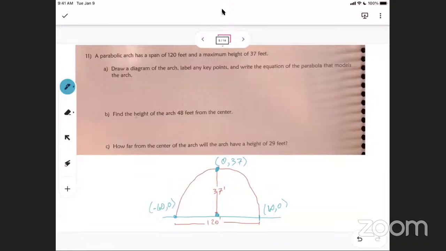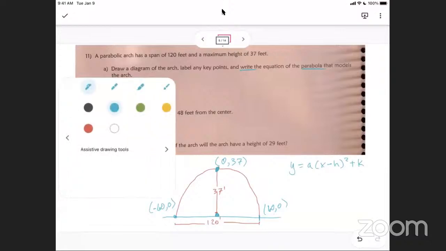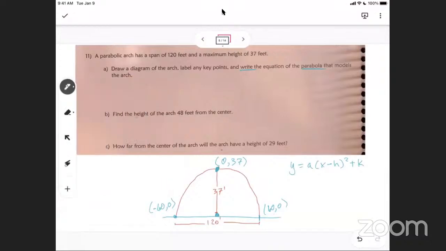Now it says write the equation of the parabola that models the arc. So we're going to have to write this in y equals a times x minus h squared plus k form again. What's h and k? Remember, h is the x coordinate of your vertex. K is the y coordinate. Okay. So 0 goes here, 37 goes here. So my equation is y equals a times x squared plus 37.